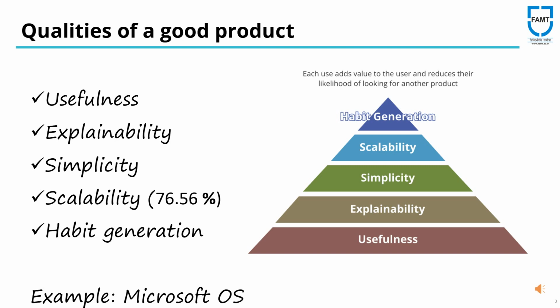So I have drawn a triangle over here. The base starts with usefulness, then as we go on moving upwards, it covers explainability, simplicity, scalability, and habit generation. It forms the epitome, correct?